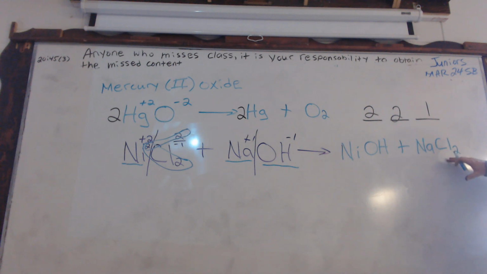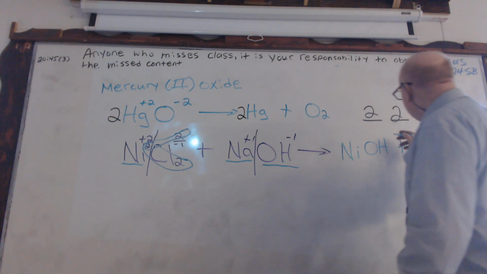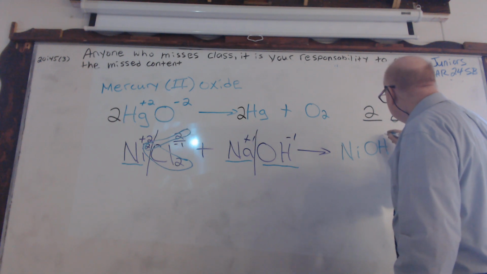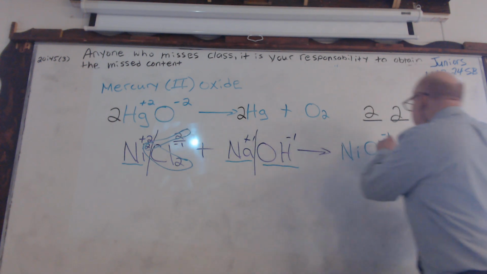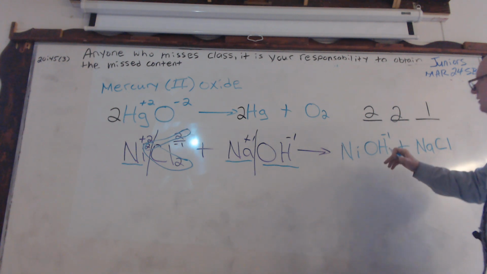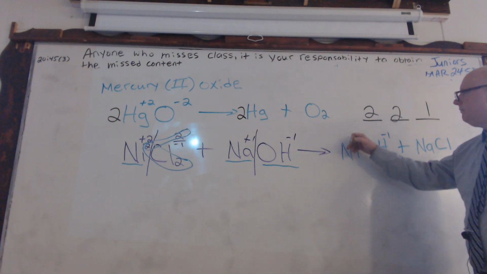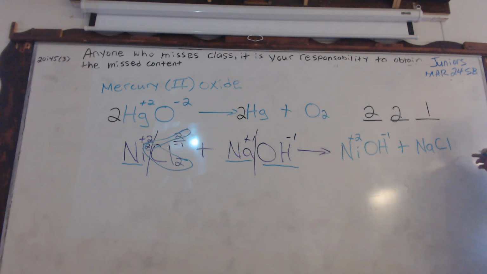So this 2 doesn't always go over here. I mean, it might, but if the charges don't change, is there anything we need to do on this side? And if we don't know, let's put our charges in there. Okay? Hydroxide is negative what? It was negative 1 over here. It's going to be negative 1 over on this side. What's the charge of nickel? What's the charge of the chloride ion? Negative 1. What's the charge of sodium?